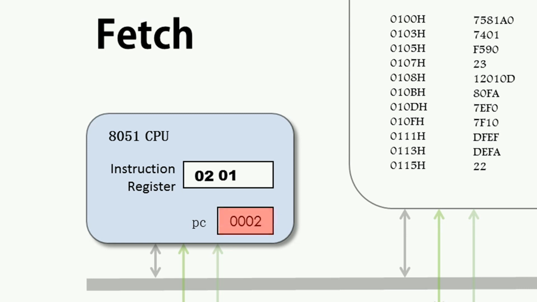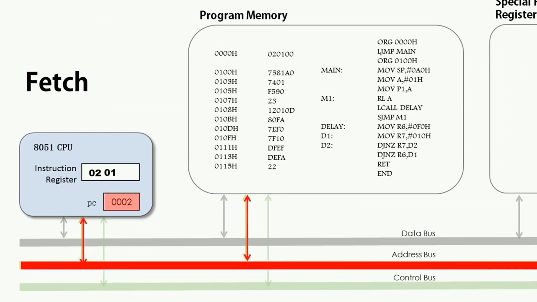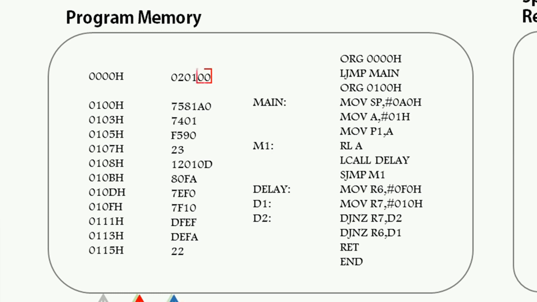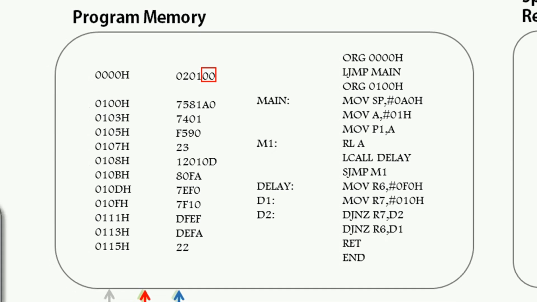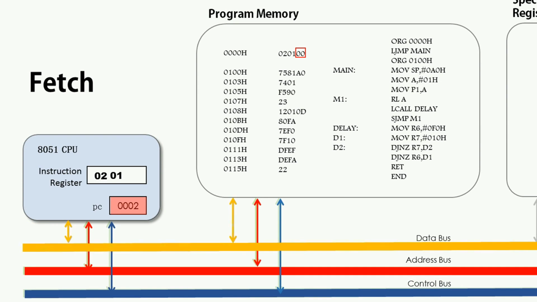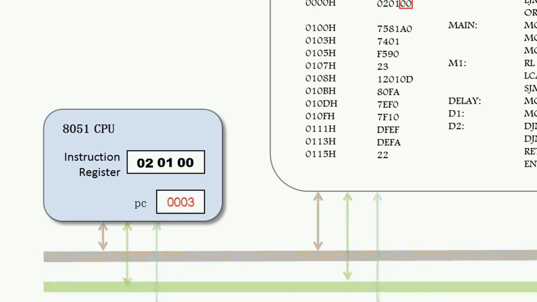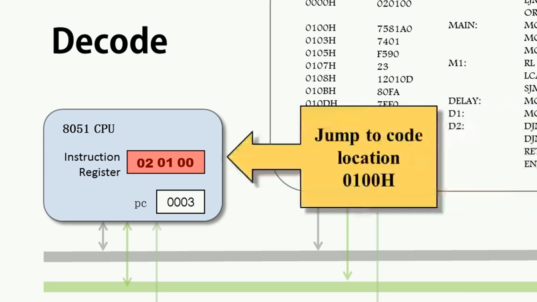Code at location 0002 is fetched. The code at location 0002 is 00 hex. The code is fetched and placed in the instruction register. The program counter is incremented by 1. The fetch cycle is complete. The CPU goes into the decode cycle. The codes 02, 01, 00 are complete and can be executed. These codes represent the instruction jump to location 0100 hex.